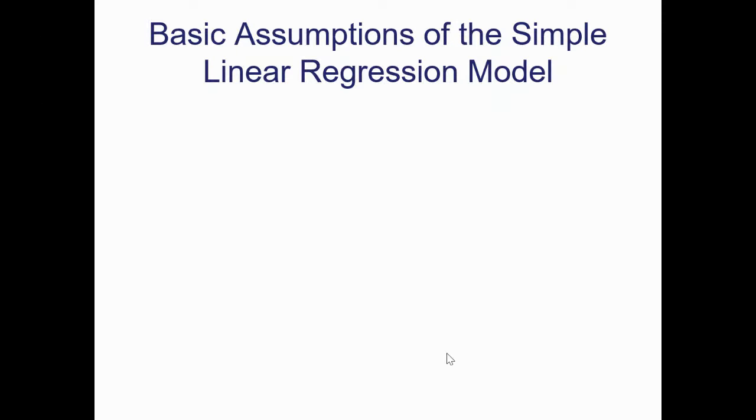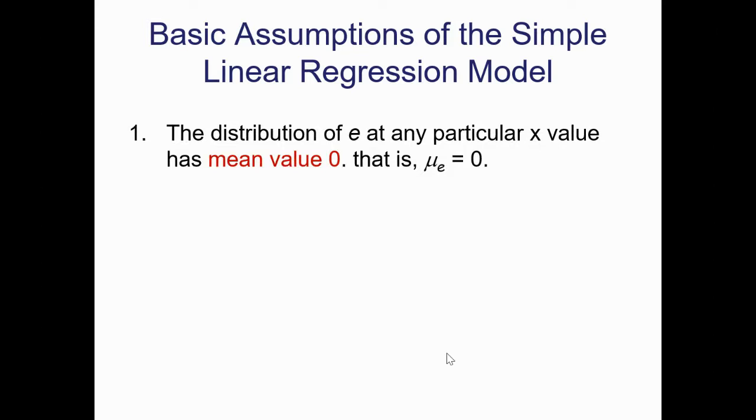Okay, so let's turn to the next page and look at some assumptions of the simple linear regression model. These assumptions all tend to center around your errors. The first assumption is that the distribution of E, of your errors, at any particular value of X has a mean of 0. That is, the mean of your errors will be 0.